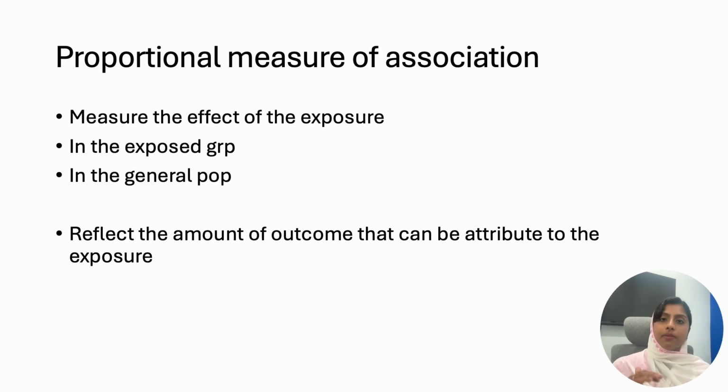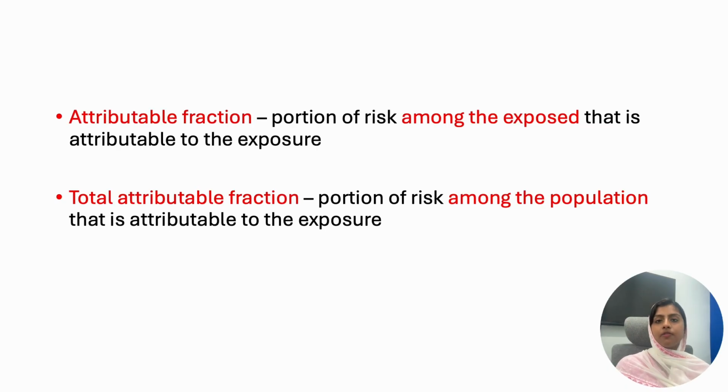Coming to the proportional measure of association. So what is proportional measure of association? This is basically a scenario where you are reflecting the amount of the outcome that could be caused due to the smokers. For example, you have 100 lung cancer cases. How many of these would be due to smoking is the proportional measure of association. The main two types of proportional measure of association are attributable fraction and total attributable fraction.